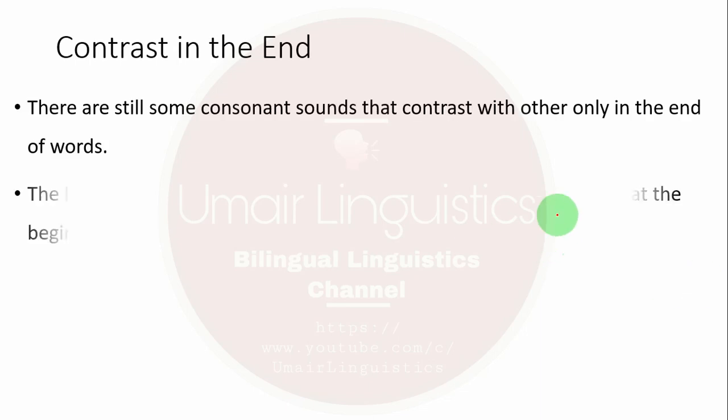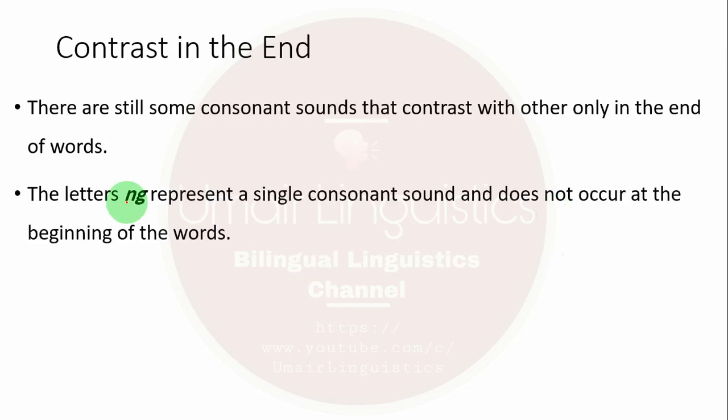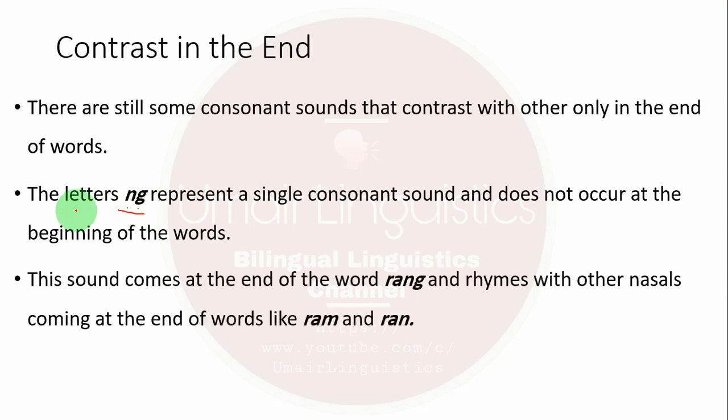And these are like the letter sequence N and G, and it represents a single sound and it does not occur at the beginning of words. For example, this sound comes at the end of the word rang, and actually it has a symbol like this, and it rhymes with other nasals which come at the end of words like ram, ran.